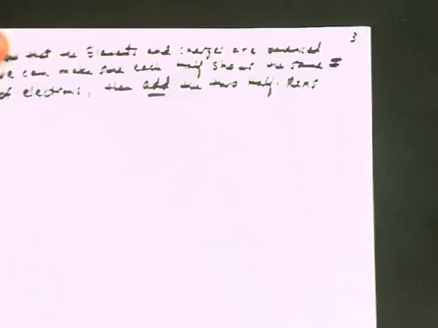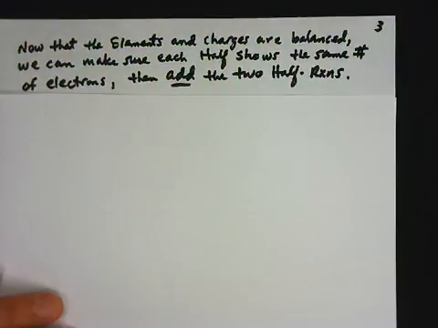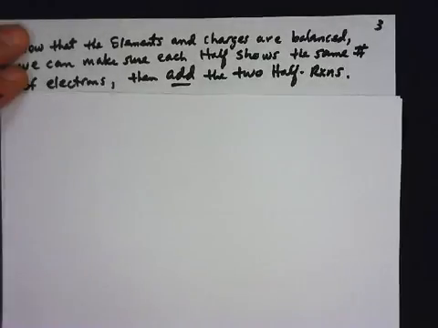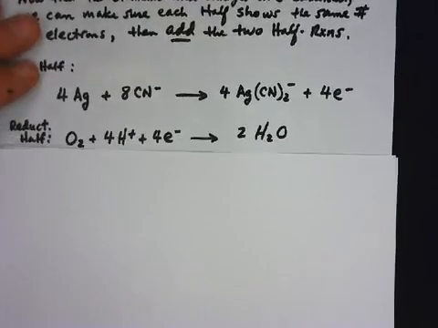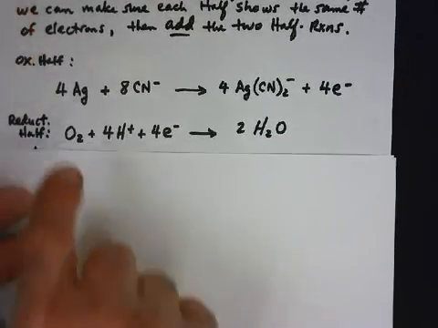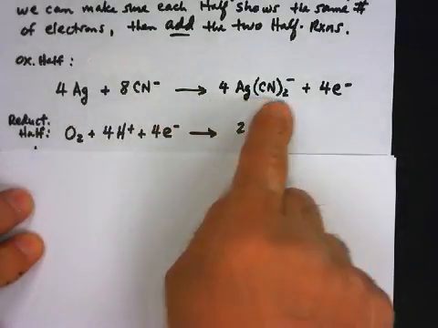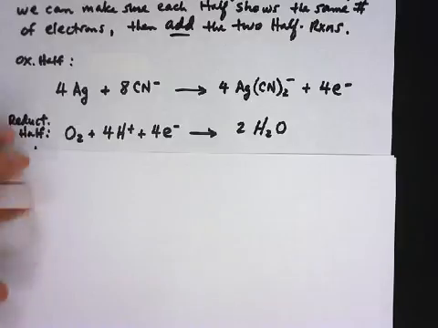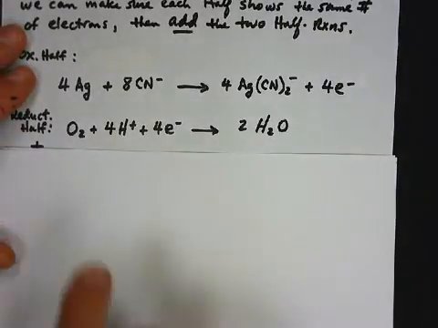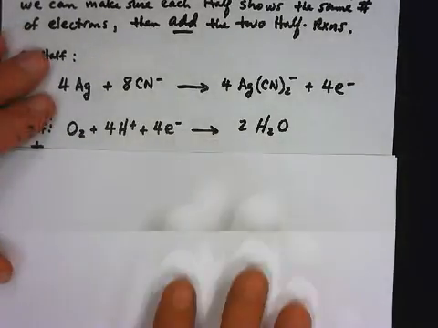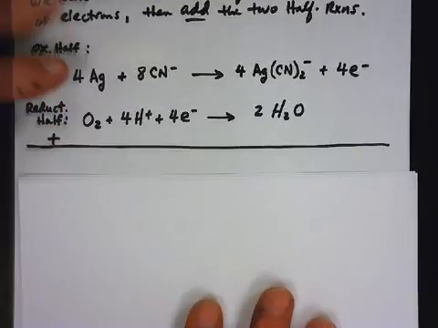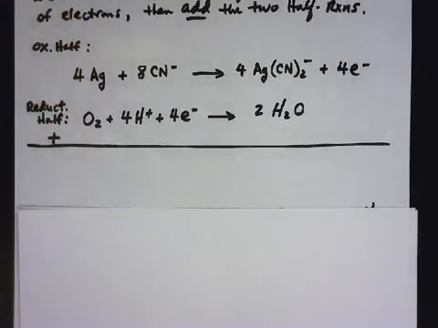Okay, next step. So now that the elements and charges are balanced, we can make sure each half shows the same number of electrons and then add the two half reactions together. We saw that from before. We had 4 silvers, 8 cyanides produce 4 silver cyanides and 4 electrons. The oxidation half, we have this. Now let's add the two half reactions together and see what we get.